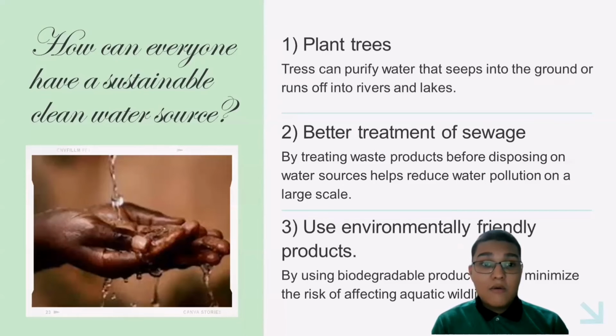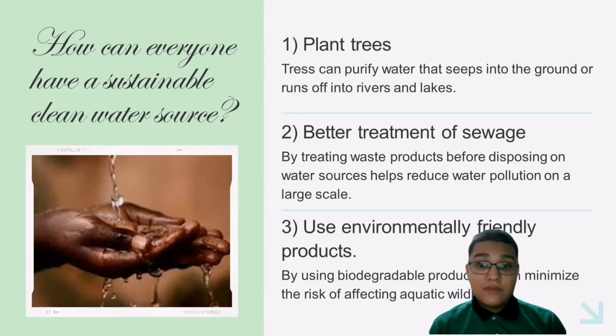Now we have how everyone can have a sustainable clean water source, like how we can ensure that everyone will have clean water. So first of all, plant trees, because trees can purify water through their roots that seep into the ground or run off into rivers and lakes, making it cleaner and absorbing some of the toxins it has.